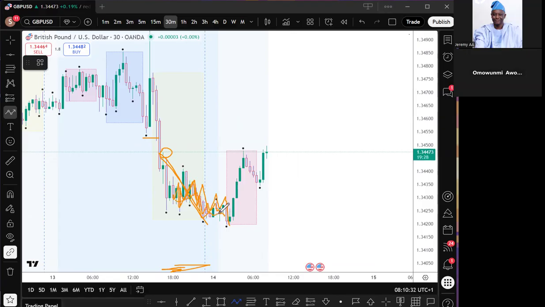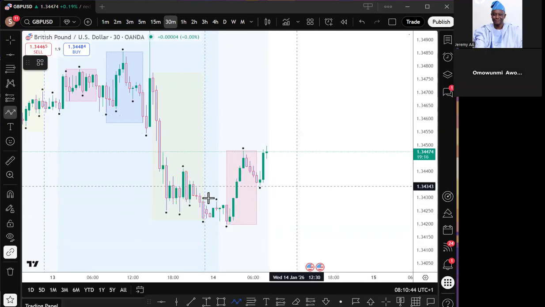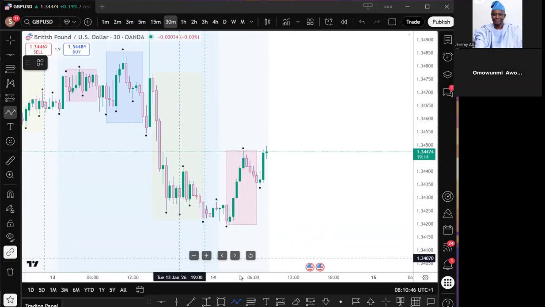Once it's doing all of this, you can decide that, okay, I entered here, I'm just going to close my trade right here, okay? Or once it starts moving back up, just close my trade, right? So price can do whatever it wants to do. So let's look at what the price did overnight.